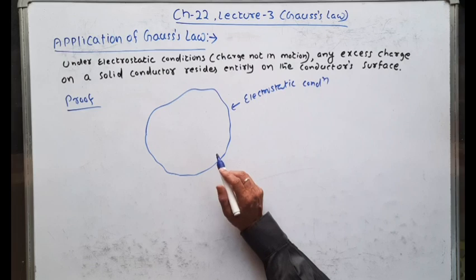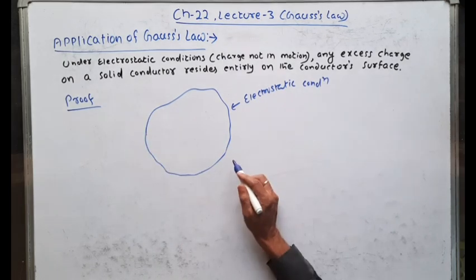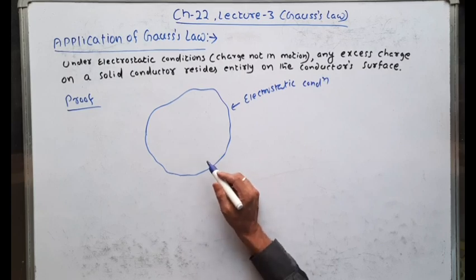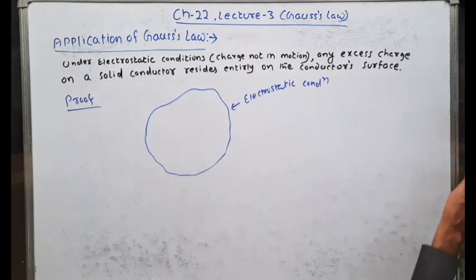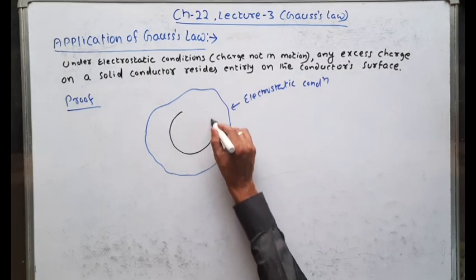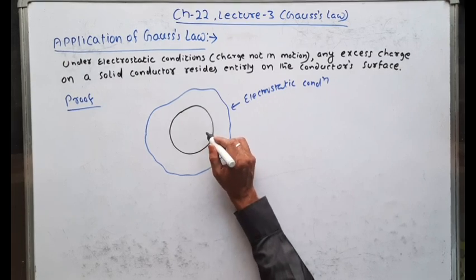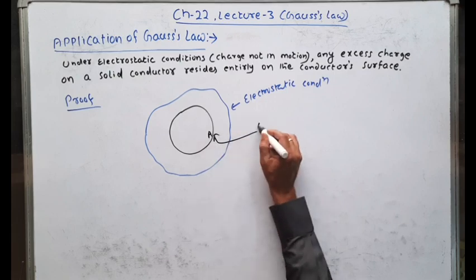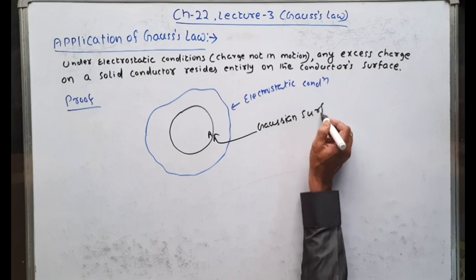When you apply the Gauss law, we have to assume an imaginary surface, and that imaginary surface is called the Gaussian surface. So now let us take a Gaussian surface that is a sphere, any surface, no problem. Here I have taken A. A is a Gaussian surface.